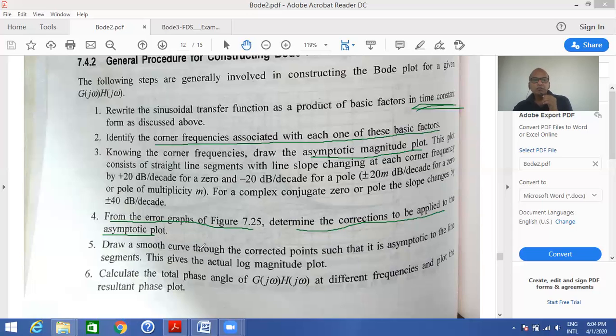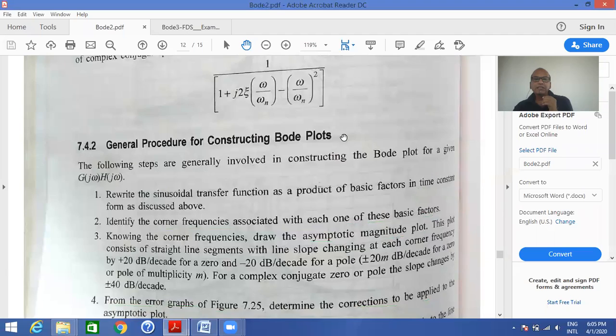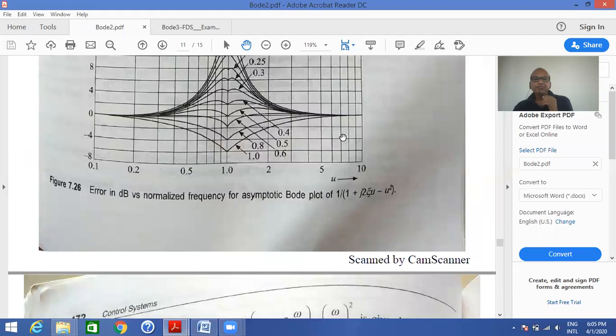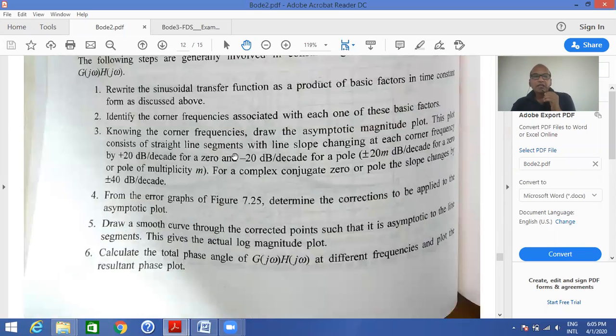Then draw a smooth curve through the corrected points such that it is asymptotic to the line segments. Already discussed, the dotted lines indicate that this is the resultant of the exact plot. Draw a smooth curve through the corrected points.